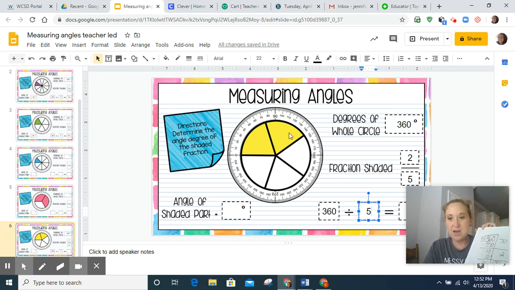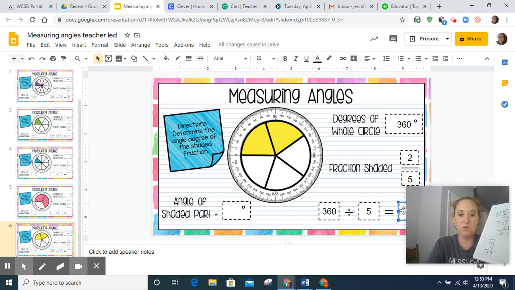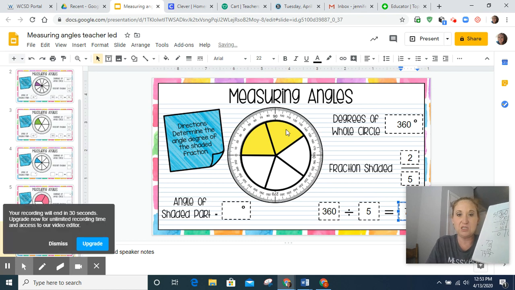But keep in mind, if we want to figure out what 2 of these angles are, we could do 72 times 2. Right? If we do 72 times 2, that would give us 144 degrees. So where this one, we would say, well, that's 72 degrees because one of those is 72. 2 of those would be 144. And you can see where that falls right about there.